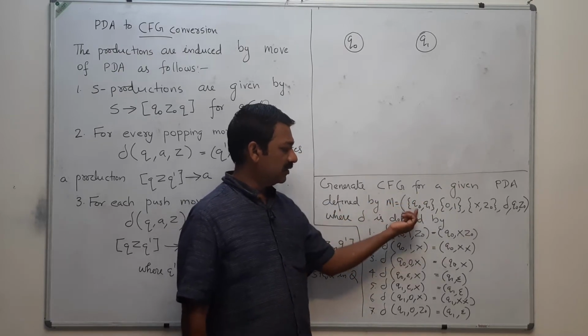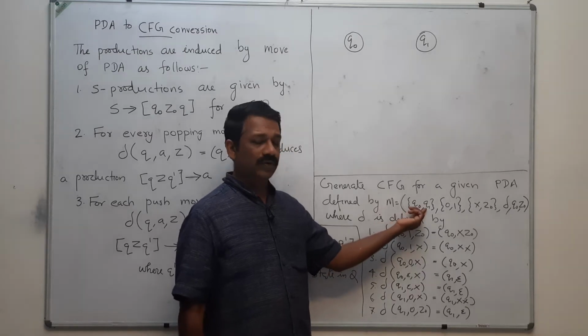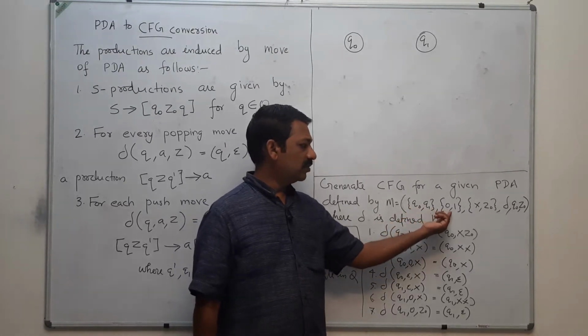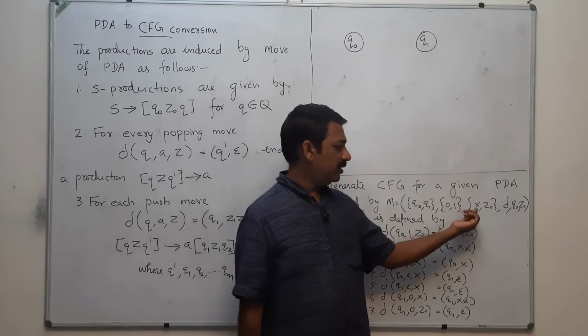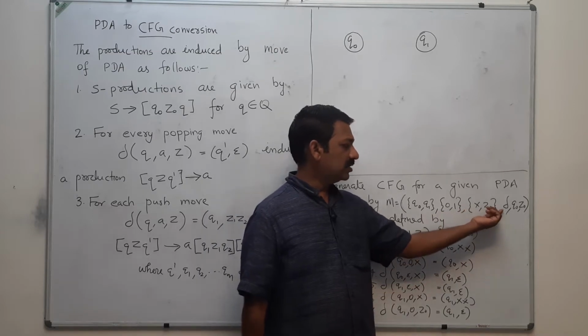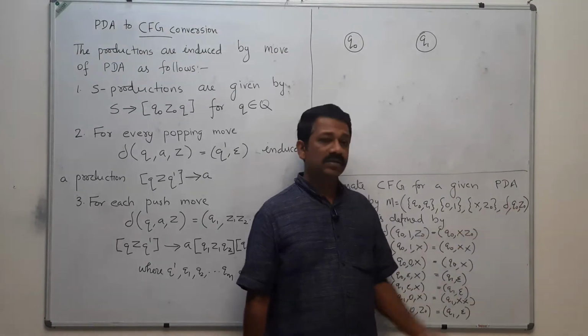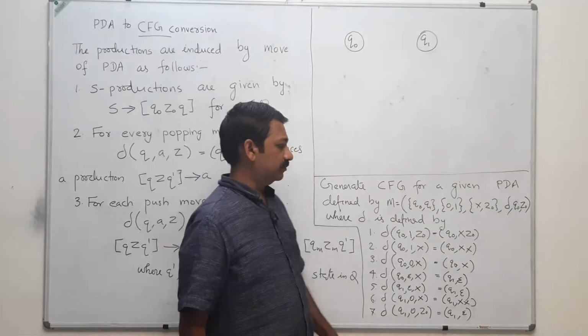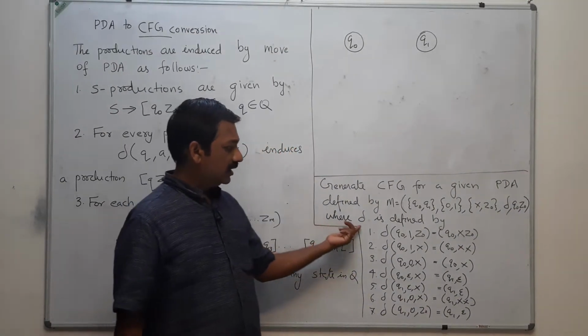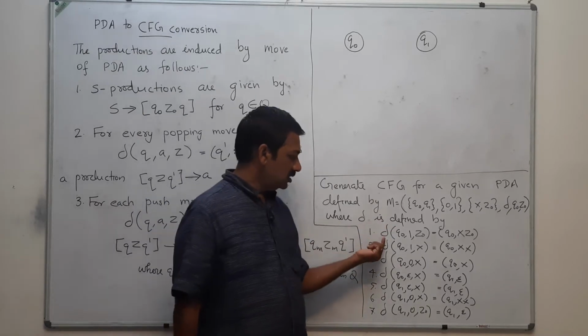That means it has two states, Q0 and Q1. The input alphabet is 0 and 1, and the stack alphabet is X and Z0. Delta is the transition function, Q0 is the start state, and Z0 is the bottom of stack marker, where delta is defined by the following rules.